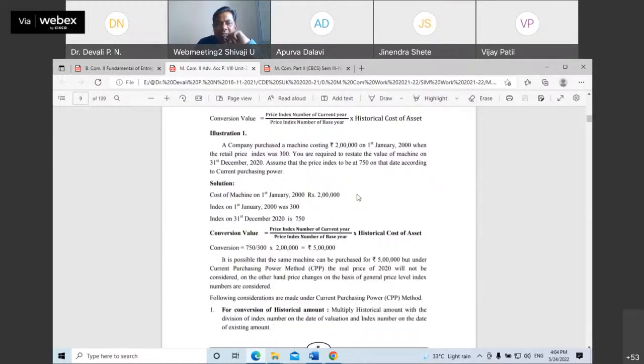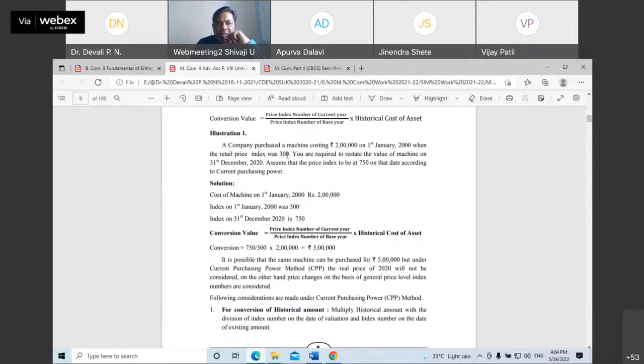And that is why we have taken here a simple illustration for understanding better how we get the conversion value. Now see, this is one of the examples. A company purchased a machine costing rupees 2 lakh on 4th January 2000.